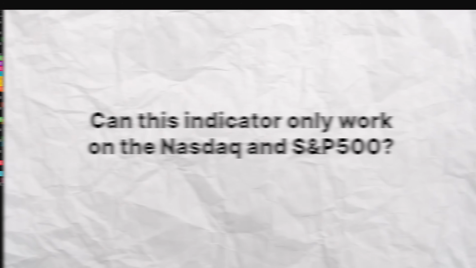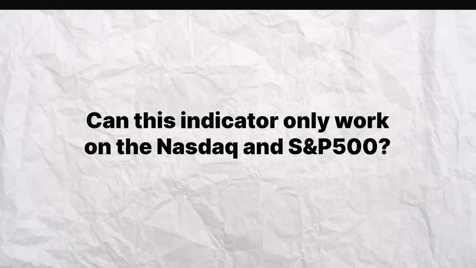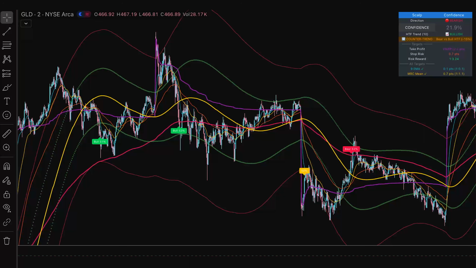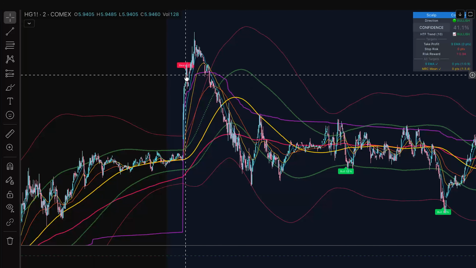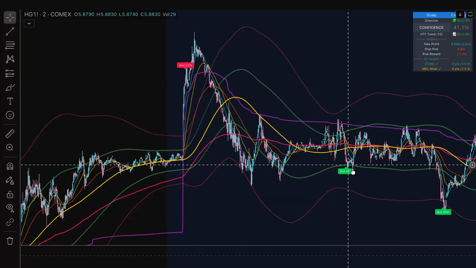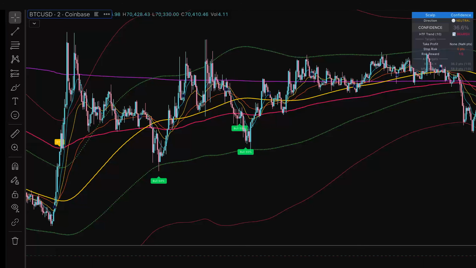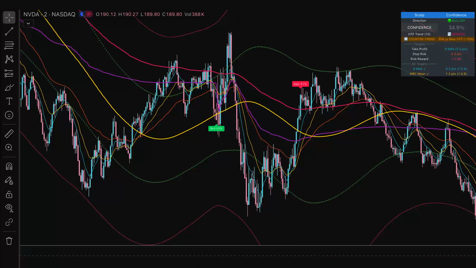But you might be wondering, can this indicator only apply to the NASDAQ and the S&P? And the answer to that is obviously no. It can be applied to virtually any ticker as long as there's enough reliable trading volume. In fact, we've been using it a lot lately to scalp gold and copper futures. The same fundamental principles apply. Bearish indicator here and 2 bullish ones here, and those would have worked out quite nicely. Bitcoin, QQQ, silver futures, Nvidia.